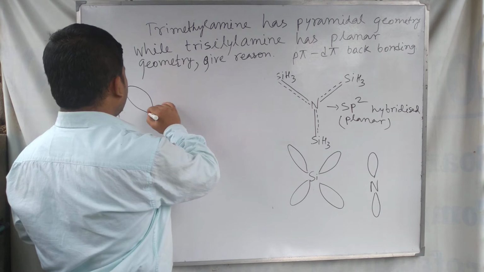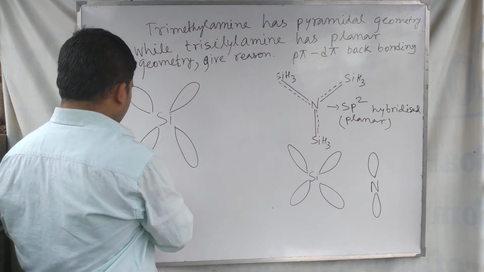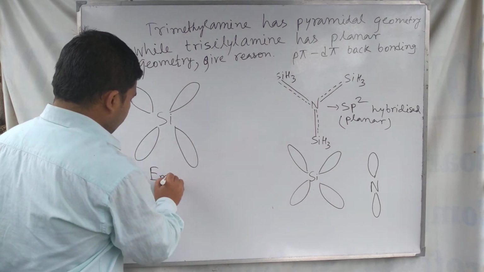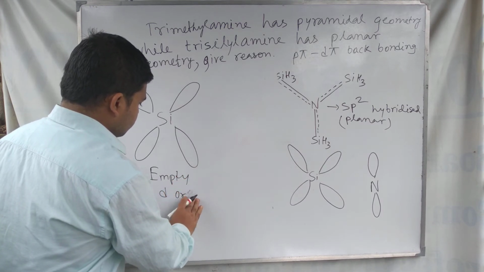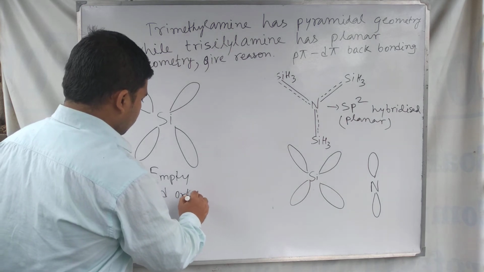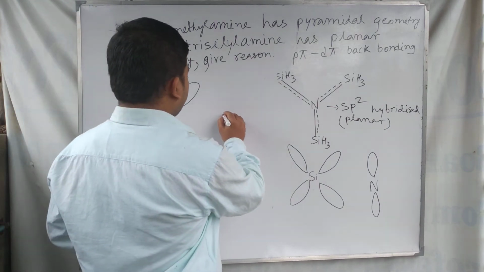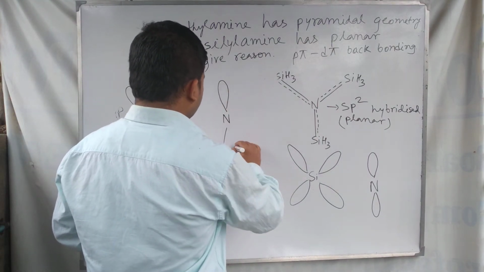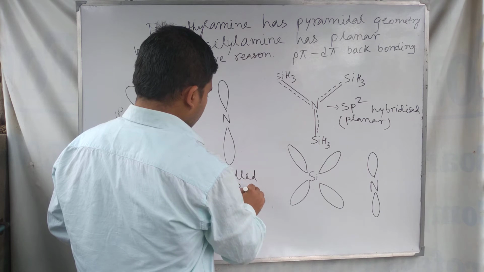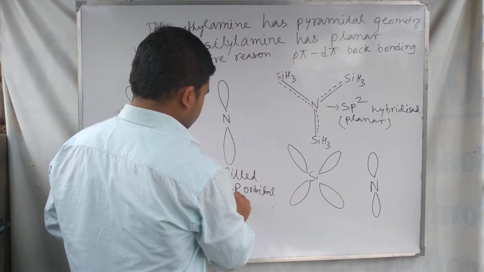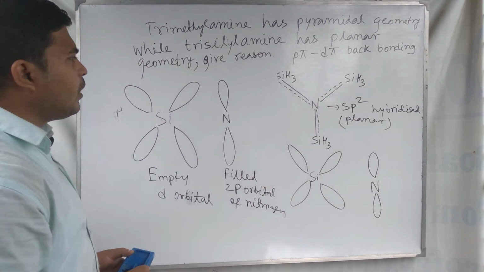In case of silicon, it has a vacant d orbital, an empty d orbital. This is the empty d orbital of silicon and the filled 2p orbital of nitrogen.